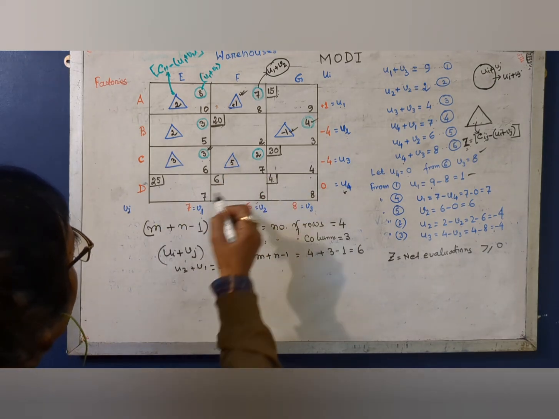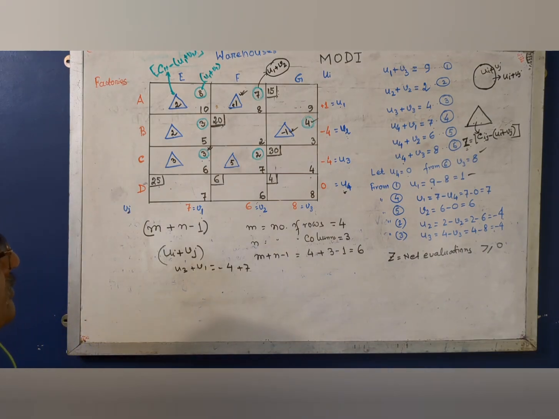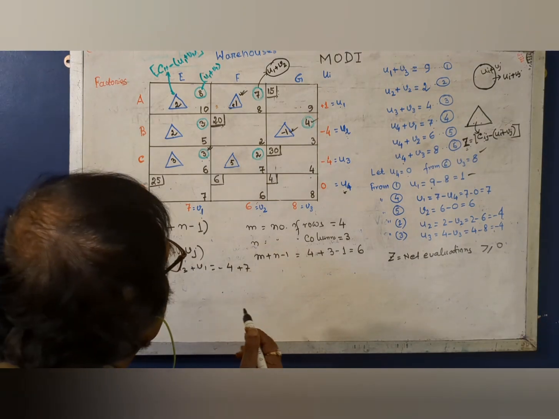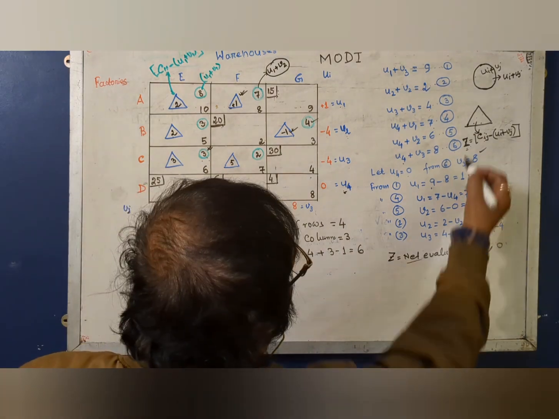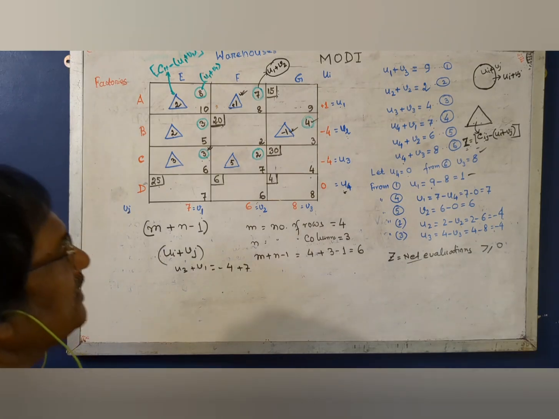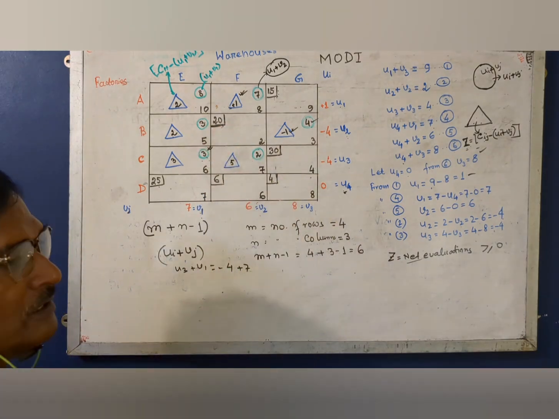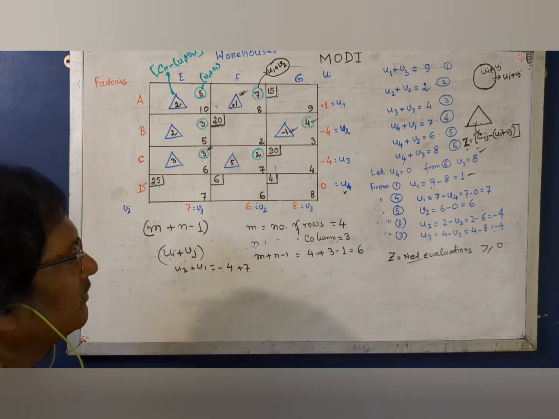All triangle values I have calculated here are either 0 or positive. No value is 0 in this case, but it may be 0 also. But in one triangle, the net evaluation value, that is z equal to Cij minus Ui minus Vj, is negative. It indicates that this allocation is not best or optimum. We have to proceed further.